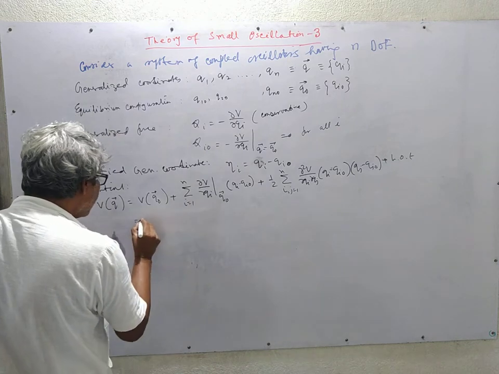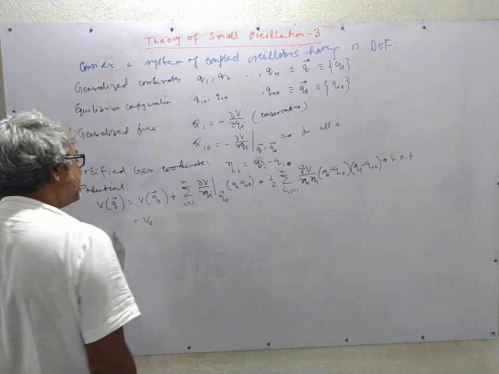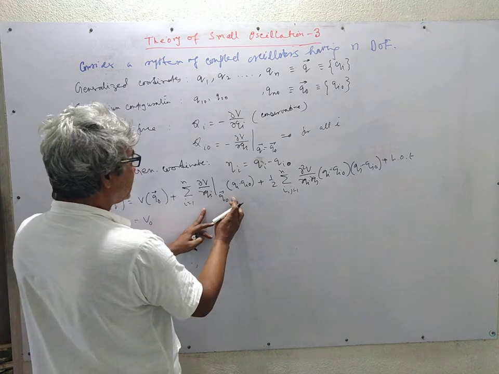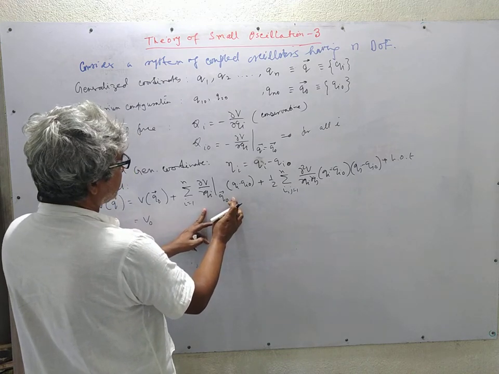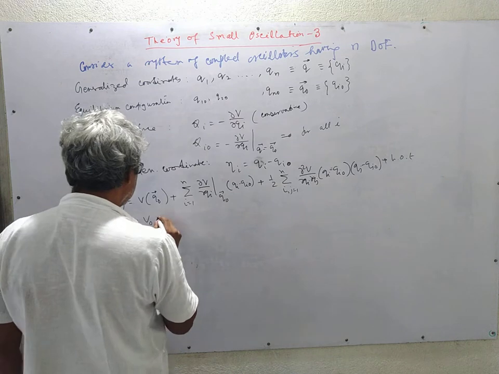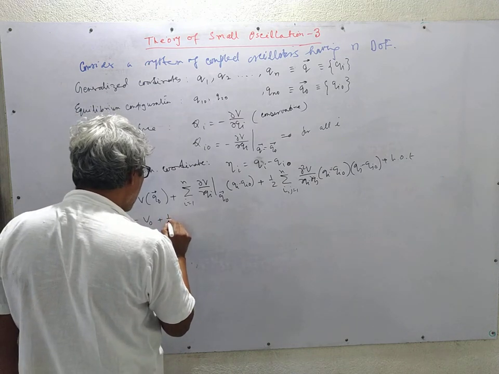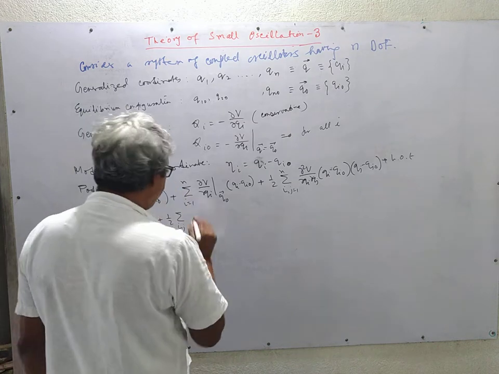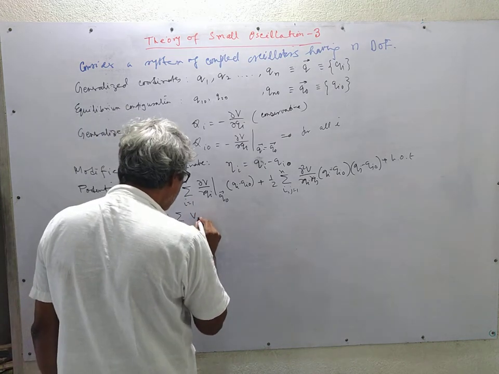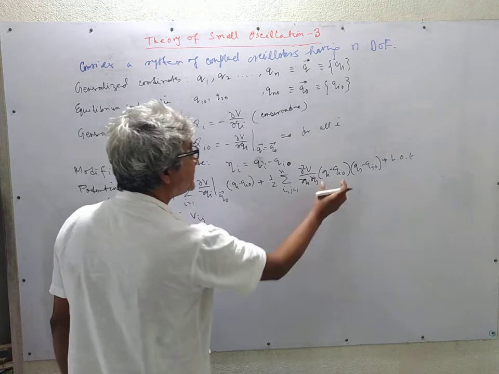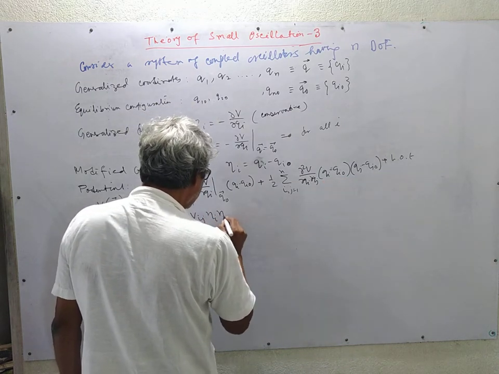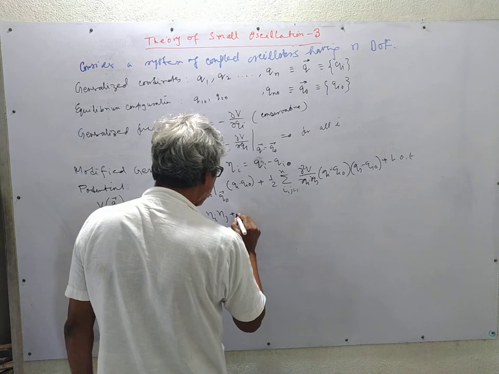This we write as V0, the potential in the equilibrium configuration. The first derivative term is 0 in equilibrium configuration by definition. So we have half summation over i and j, Vij, eta i, eta j, plus higher order terms.